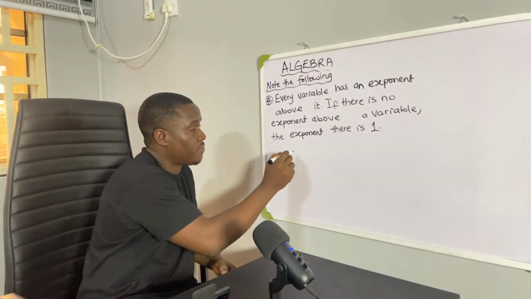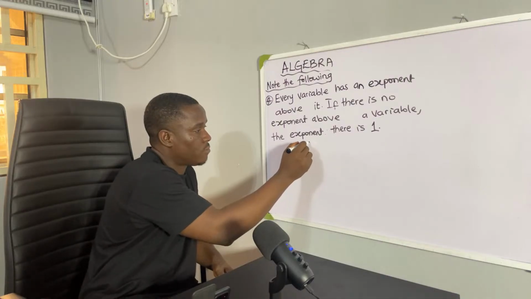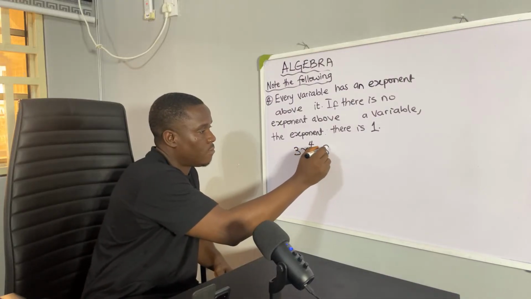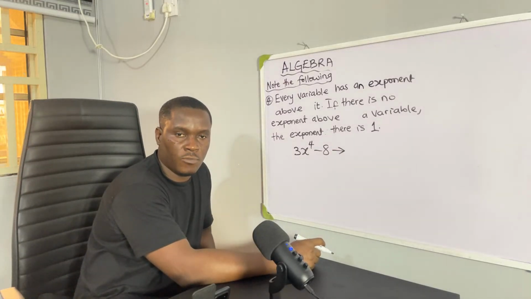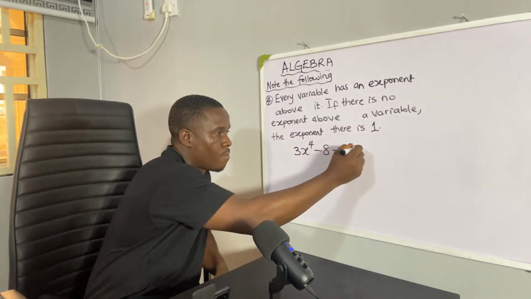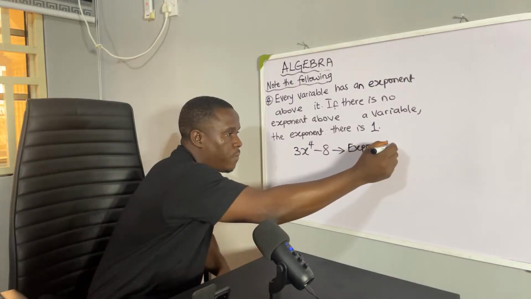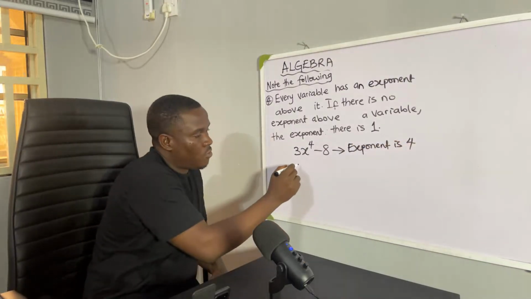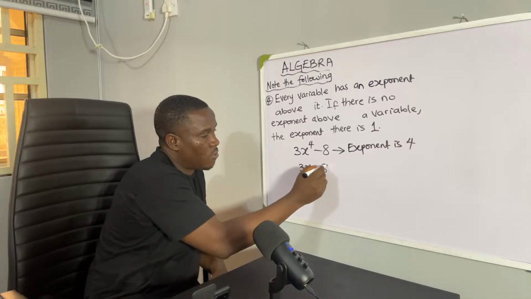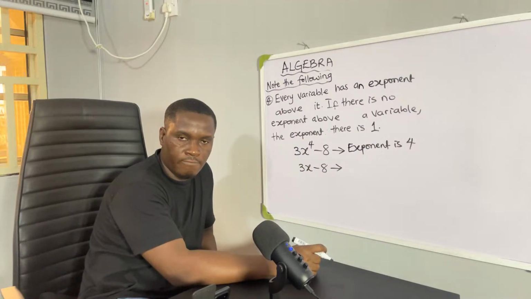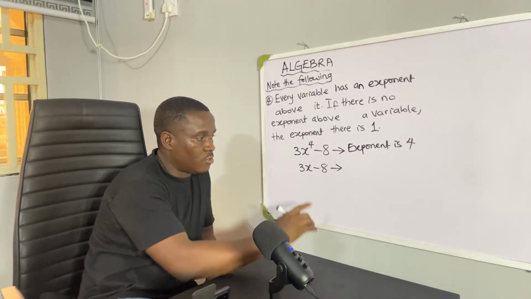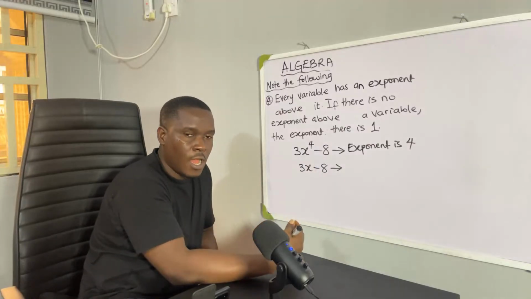Okay. So if I have this, what is the exponent? The exponent is 4. What if I have 3x minus 8? The exponent is 1. So since there is no exponent here, I know that there's actually a number there, which is an invisible 1.